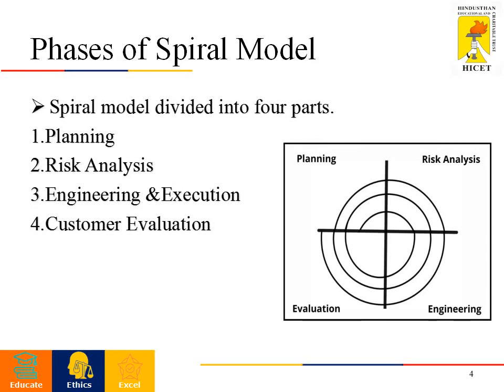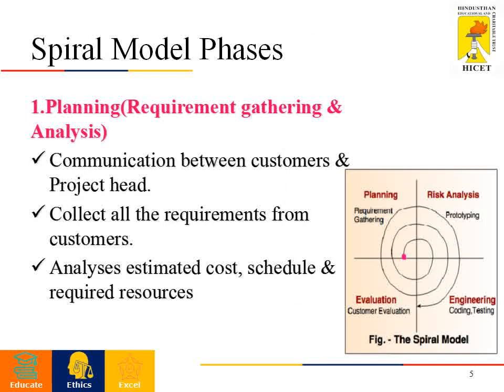The spiral model is divided into 4 parts: first planning, next risk analysis, third engineering and execution, and fourth customer evaluation. Now see this diagram. Here this particular line indicates a spiral. It starts with the inner point, which is denoted by pink color. This is the starting point of the spiral. The starting point indicates the first phase, that is the planning phase.